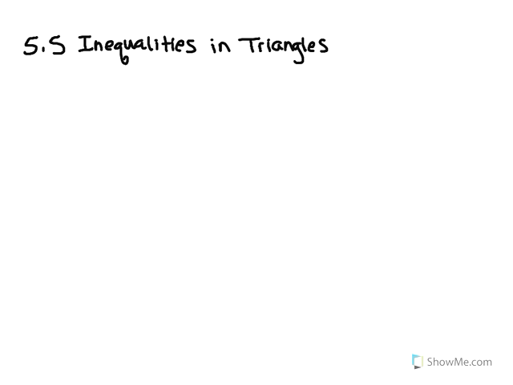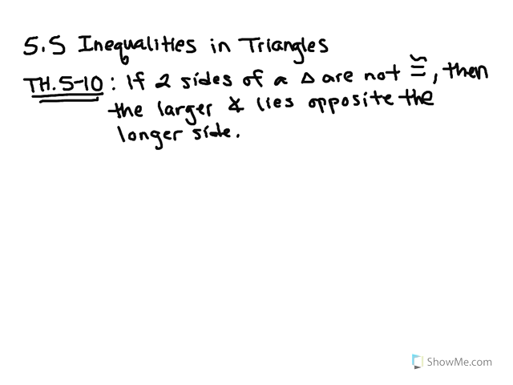In this tutorial, we're going to talk about inequalities in triangles. And the first thing that we want to look at is the first theorem in this section, which is theorem 5-10. And it says, if two sides of a triangle are not congruent, then the larger angle lies opposite the longer side. So let's take a look at the picture.